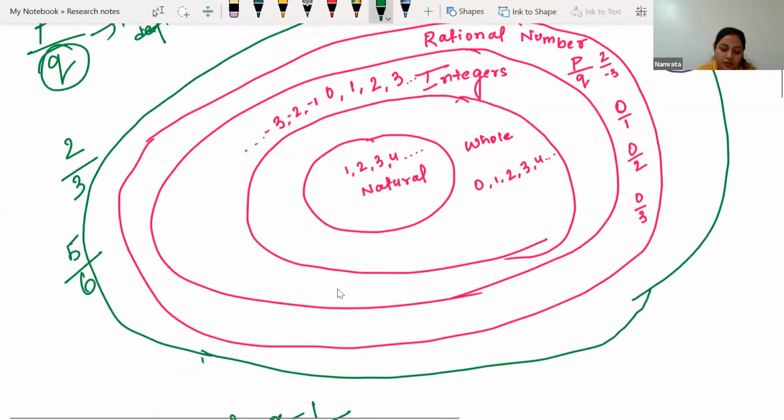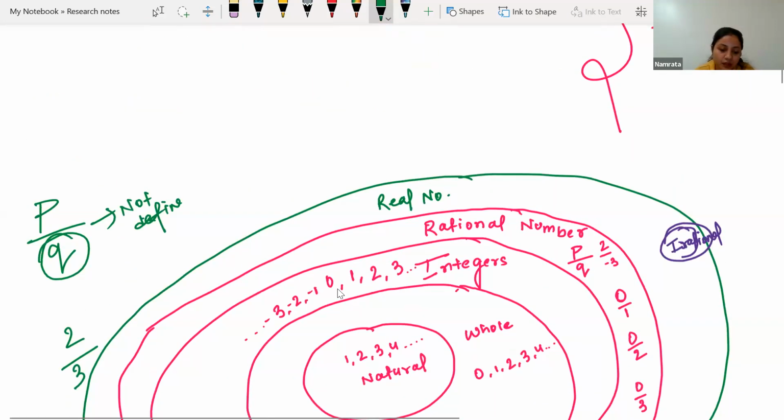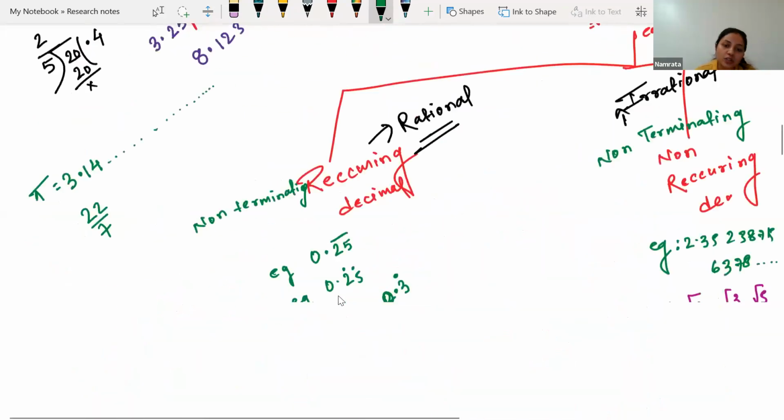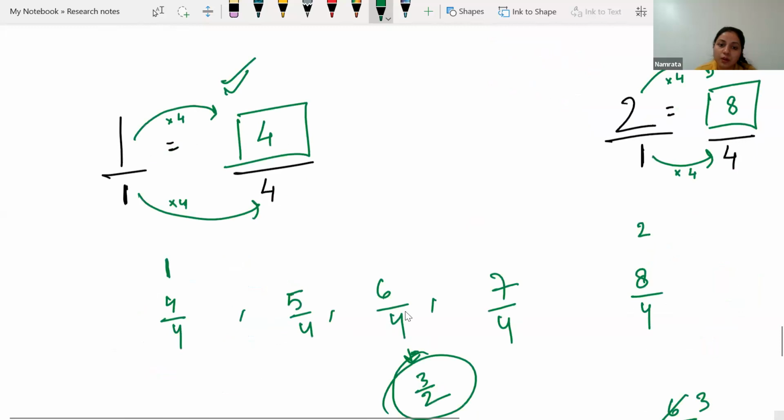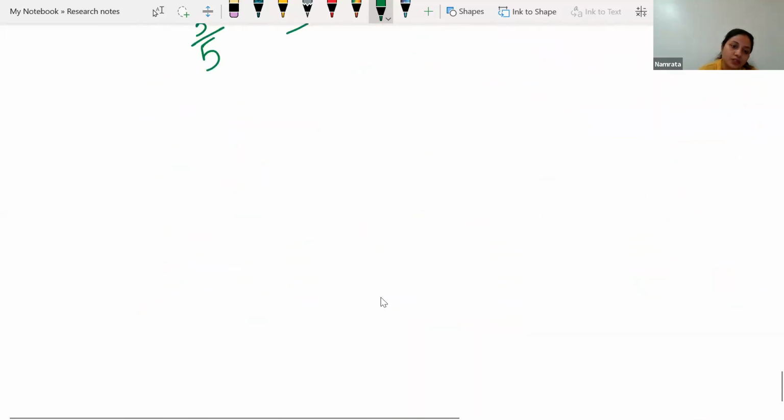Let's summarize this first. So we are having the first question as, is zero a rational number? We will be having a discussion about this one. First thing first, is zero a rational number?